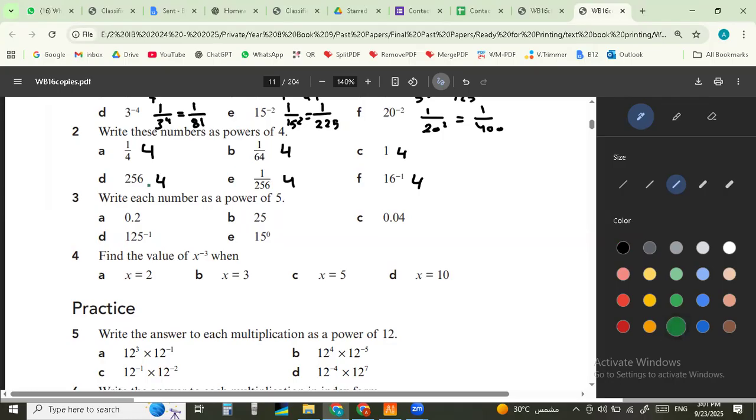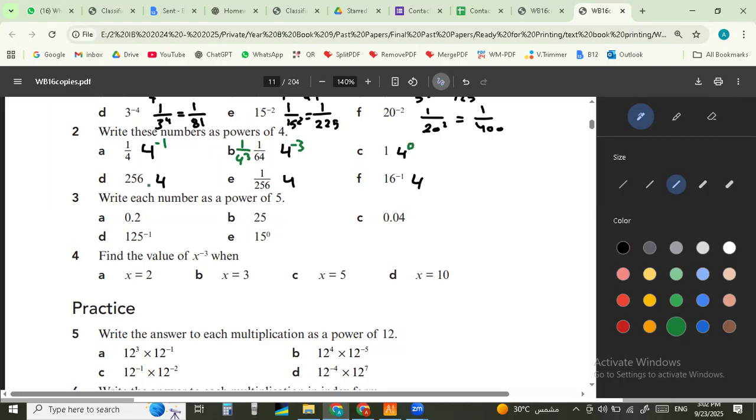1 over 4 is actually just 4 to the power of -1, because I'm going to flip it, which is going to change the sign of the integer of the power. Here, it is actually 1 over 4 to the power of 3. But we wanted 4 to the power of what right away? So it's 4 to the power of -3. And here, we agreed before that anything to the power of 0 is 1. So it's definitely 4 to the power of 0.